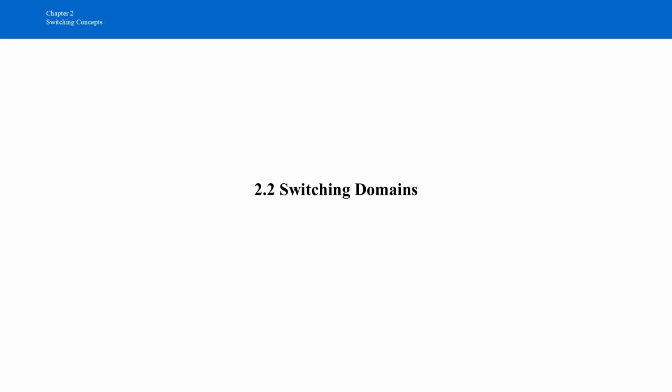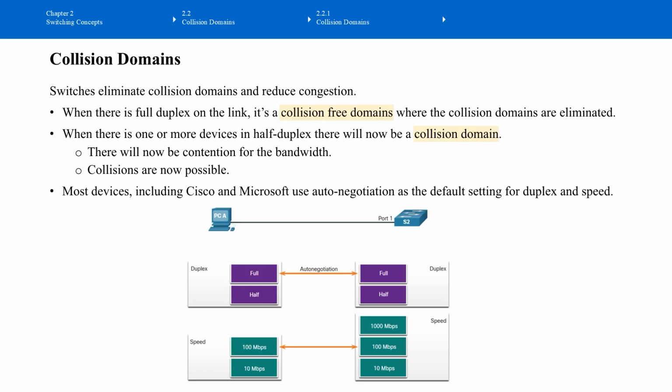2.2 The switching domains. Collision domains. Switches eliminate collision domains and reduce congestion. When there's a full duplex on the link, it is a collision-free domain, which means data can be sent and received at the same time. Therefore, the collision domains are eliminated.